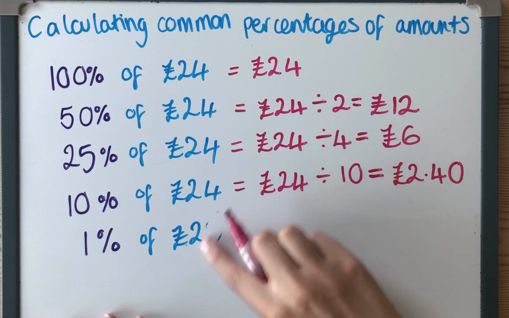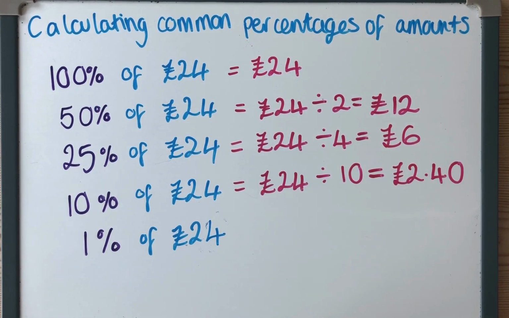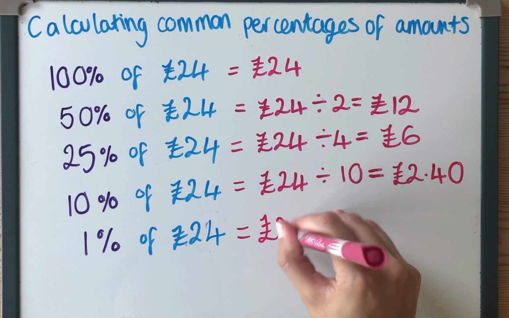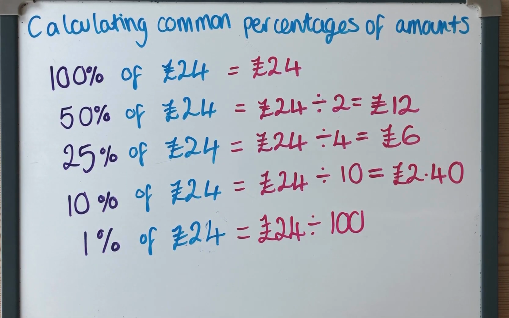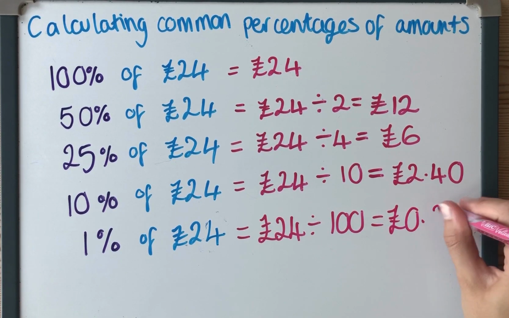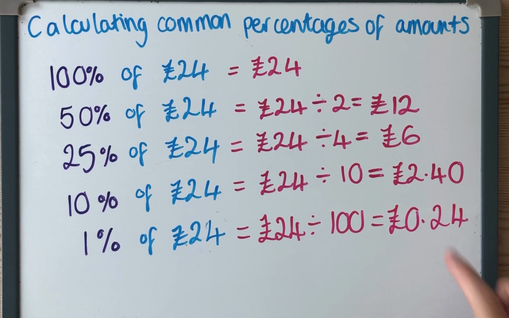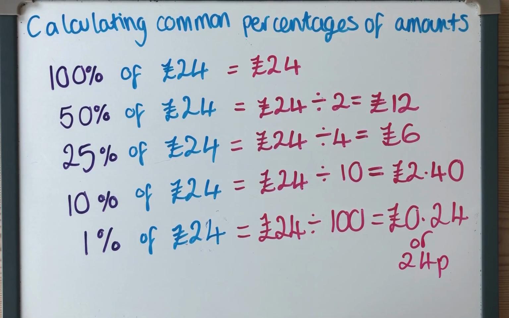Finally, I don't know why I've written 25 there. It should be 24. We've got to find 1% of £24. Now 1%, because percent means out of 100, is equivalent to 100th. So if I want to find 100th of something, I've got to do 24 divided by 100. And in this case, that is £0.24, or we could write that as 24p, either way.